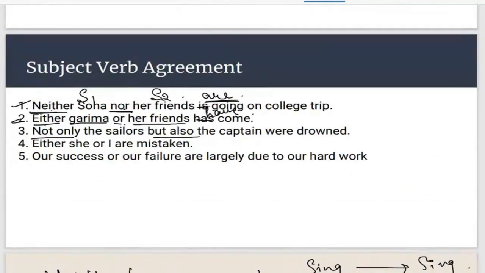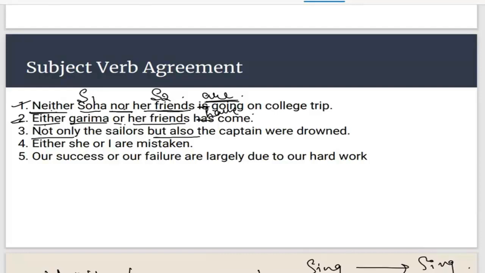Now in sentence number 1, Soha is the first subject, her friends is the second subject, and it is connected with the conjunction neither nor. So definitely the verb will agree according to the nearby subject. Here the nearby subject is friends, which is plural. So according to it, we are using a plural verb here. In a similar manner, we will apply this rule in all the sentences.